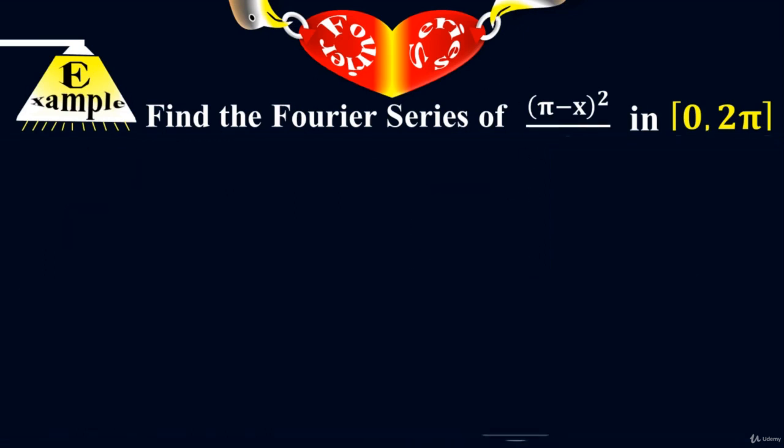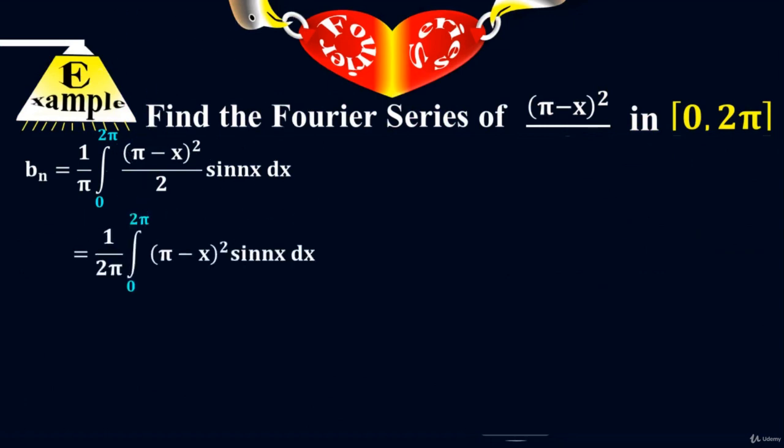Now take b sub n, which equals 1 over pi times the integral of (pi minus x) whole square over 2 times sin nx dx. Take 1/2 outside of the integration to have 1 over 2 pi times the integral of (pi minus x) whole square times sin nx dx. So I have the product of two terms here. One is the algebraic term and the other is the trigonometric term. So I'm going to apply the integration by parts process here. Since I have one pure algebraic term, which is (pi minus x) whole square, I can apply the differentiation and integration process.